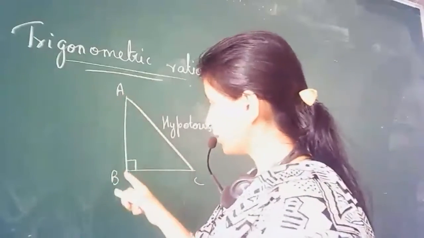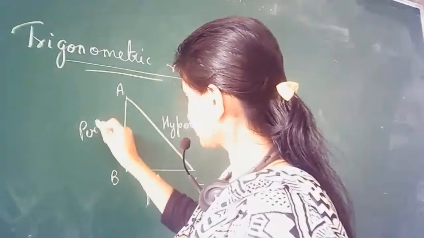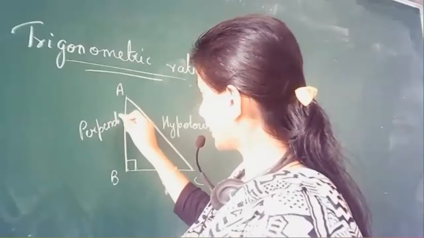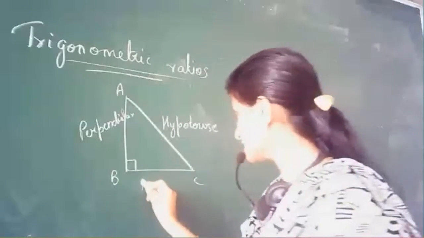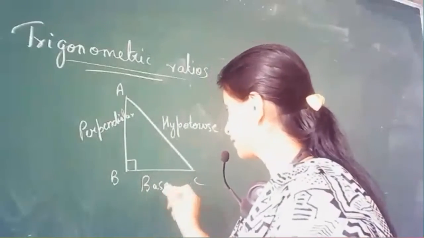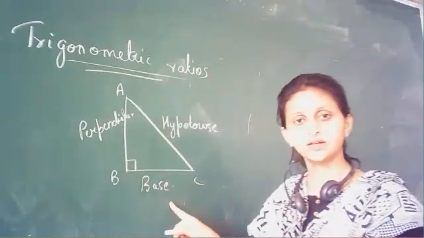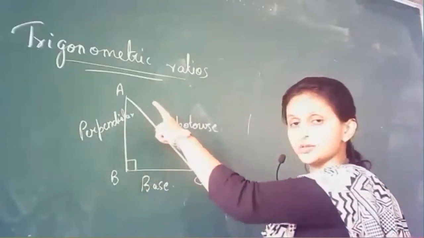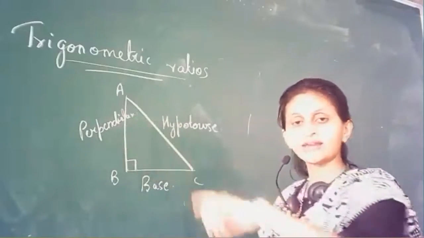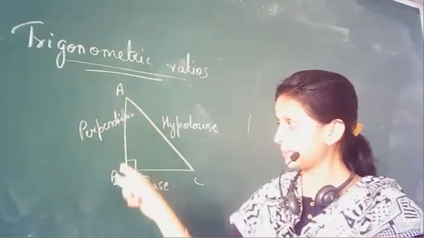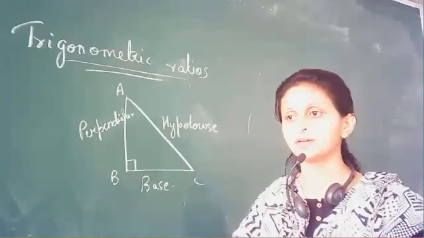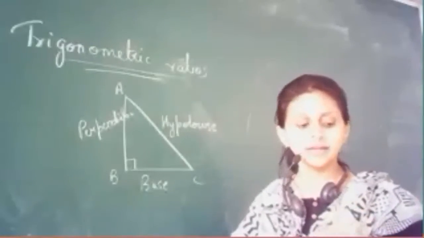And this is the perpendicular. What is perpendicular? The line which makes an angle of 90 degrees with the base. This is the base of the triangle. Base is BC, hypotenuse is AC, and the perpendicular, the line which makes 90 degrees with the base, is AB. So how do we define the trigonometric ratios?